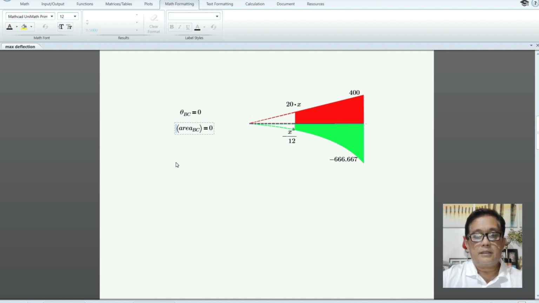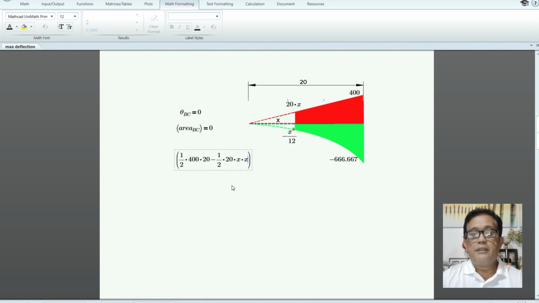So let us solve the area. So how can we solve this area? This red trapezoid here is actually equal to this triangle minus this small triangle. And this green part of the spandrel is equal to the whole spandrel minus this part here. That's 1/2 times 400 times the base, and that's 20. Minus this small triangle, 1/2 times the height, which is 20 times X, times the base, which is X. So this is for the red trapezoid.